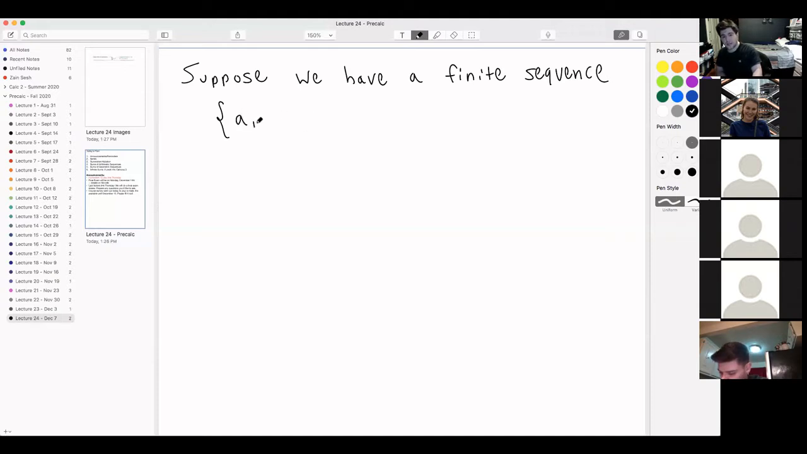So it'll be like a sub 1, a sub 2, a sub 3, dot dot dot, up to a sub n. So this sequence actually has an ending to it. The final term here is a sub n. And from this we're going to get the following definition.